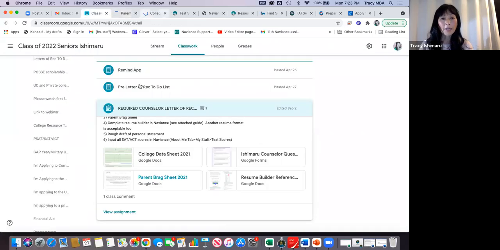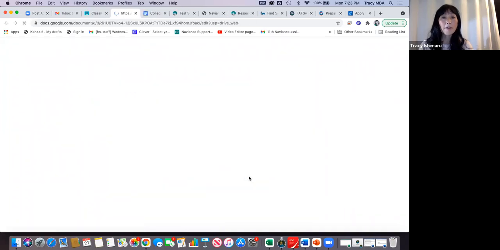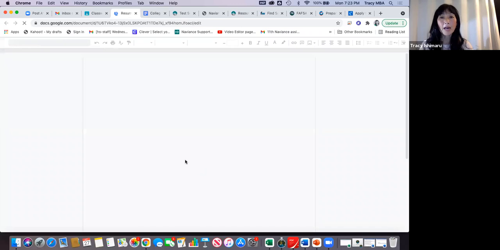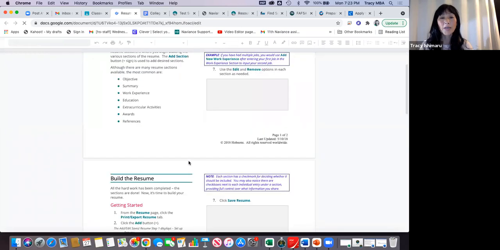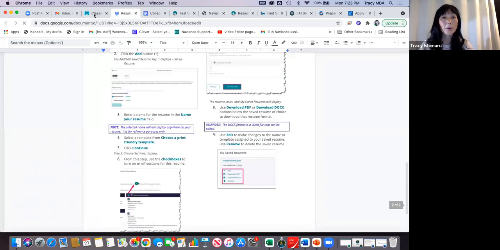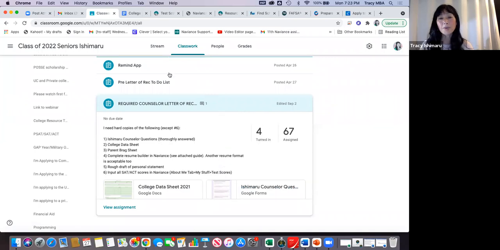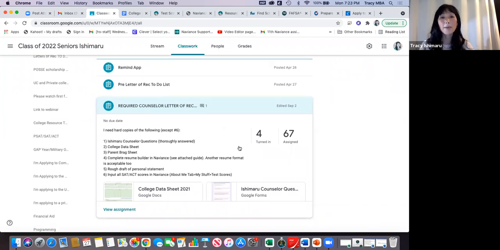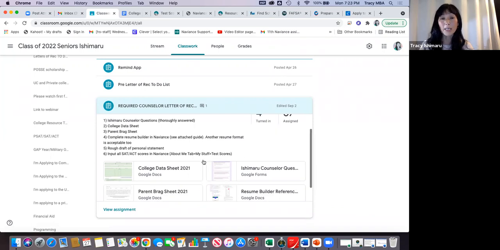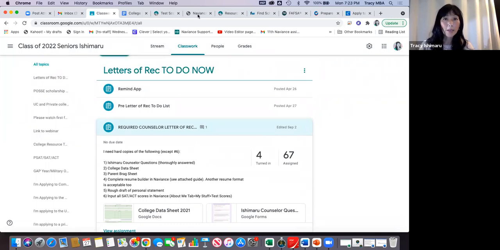Another one that we have is their resume builder reference. That's back on Naviance. I'll show you, but it also tells them how to get onto Naviance and what to do and how to actually build their resume. So that's a very helpful tool also. So we do want them to look on their Google Classroom because everything comes through the stream. Everything they need to do is coming on their classwork, with where to upload it. Here's where they would upload it, and then they would also bring in a paper copy to their counselor. So that is that part.